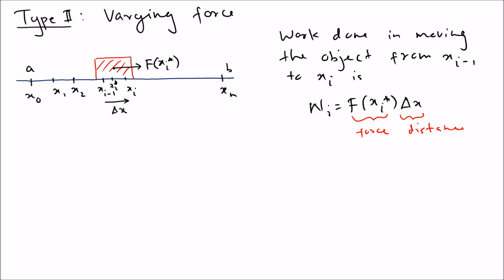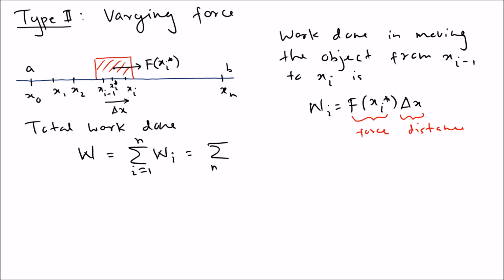So now to find the total work done, you're going to add all those intervals. So the total work done is simply W, which is simply the sum of all those small ones, with i going from 1 to n, because there are n many pieces. So you're going to add from each one. Now we can substitute. So it's f(xi star) times delta x.